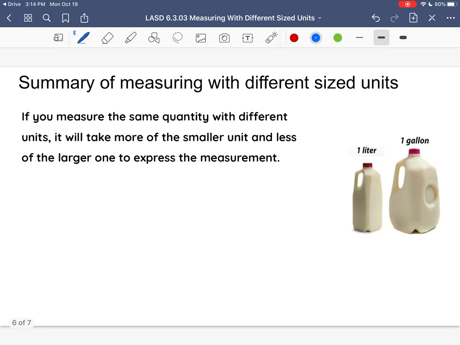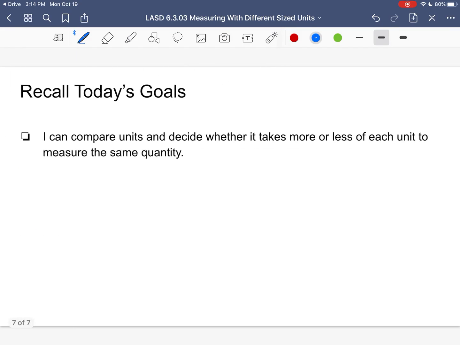So to summarize, if you measure the same quantity with different units, it will take more of the smaller unit and less of the larger unit to express the same measurement. So the goal of today's lesson was to compare units and decide whether it takes more or less of each compared to the other. And that's the end of today's lesson.